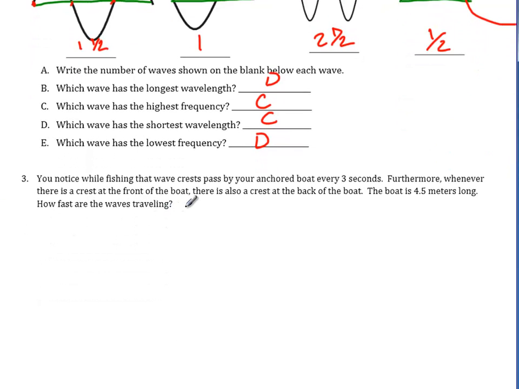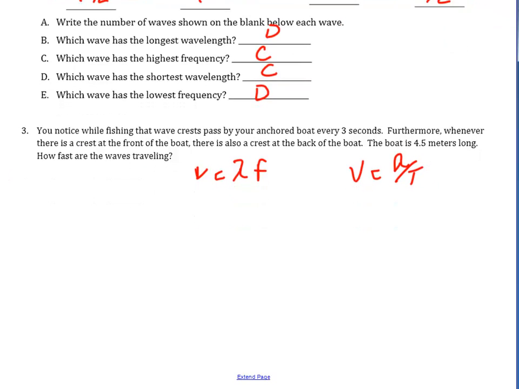Alright, and then there were some wave equation problems, and we have the equation that tells us the speed of a wave is given by its wavelength times its frequency, or its wavelength divided by its period. Those are identical equations. Now, you notice while fishing that wave crests pass by your anchored boat every 3 seconds. That actually just told you the period, if you think about it. It tells you for one complete wave to go by, that's 3 seconds.